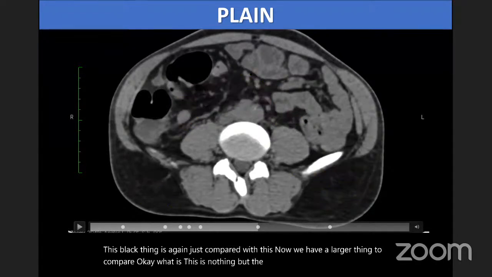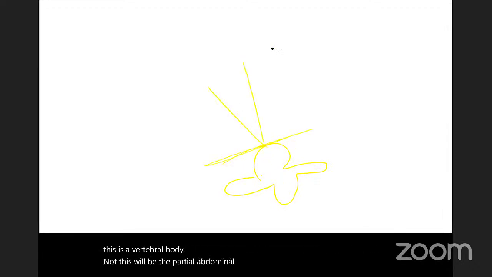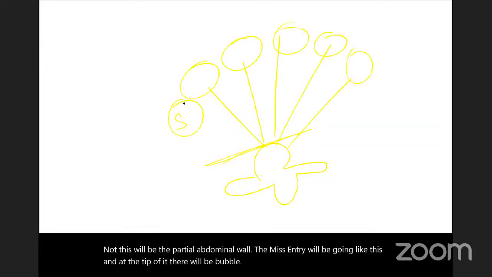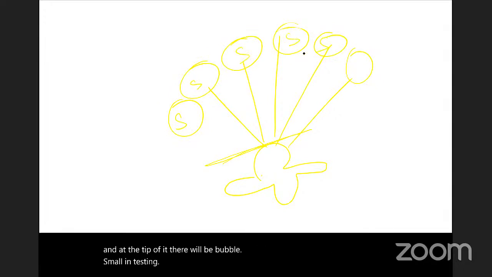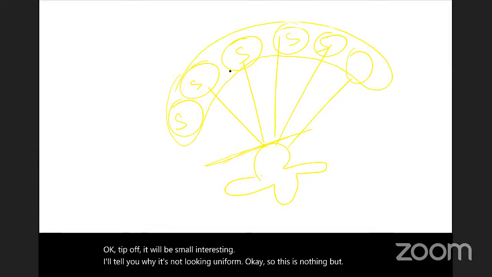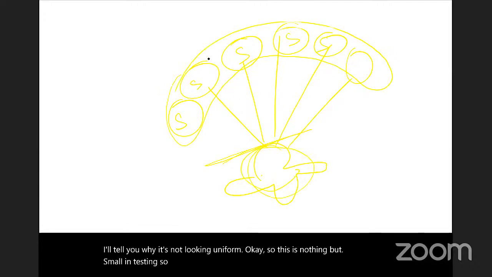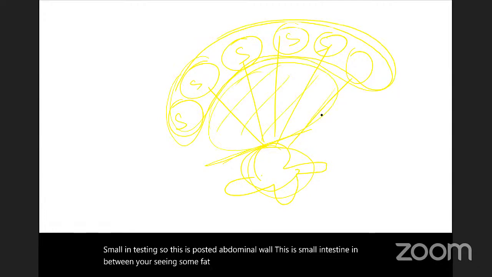So what fat is it? This is bowel. So what is this fat? Good, it is mesenteric fat. If you have doubt why it's mesenteric fat, this is the vertebral body. Now this will be the posterior abdominal wall. The mesentery will be going like this, and at the tip of it there will be the bowel, the small intestine. I'll tell you why it's not looking uniform. So this is the posterior abdominal wall, this is the small intestine, and in between you are seeing some fat. It has to be fat related to the mesentery.